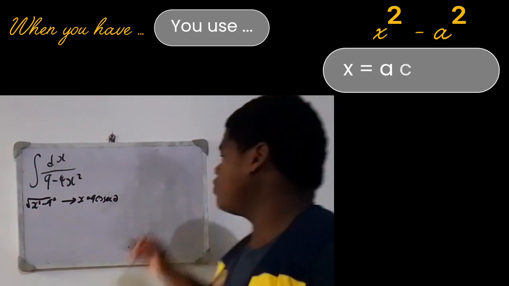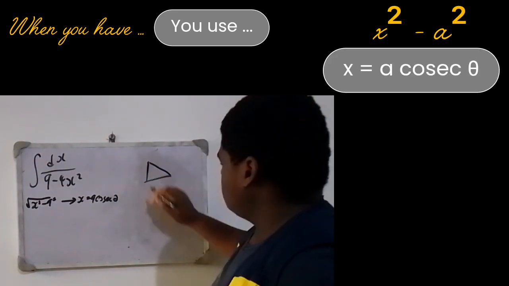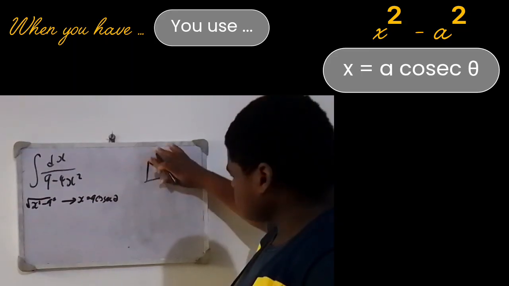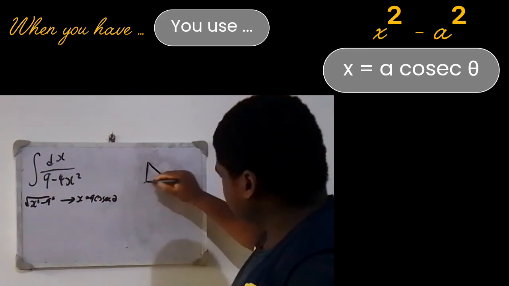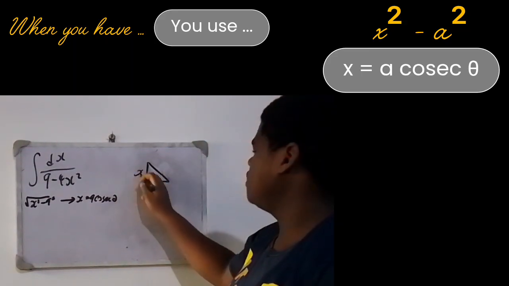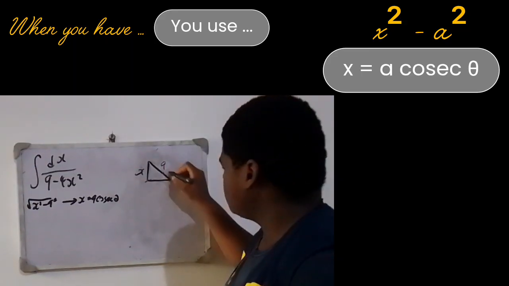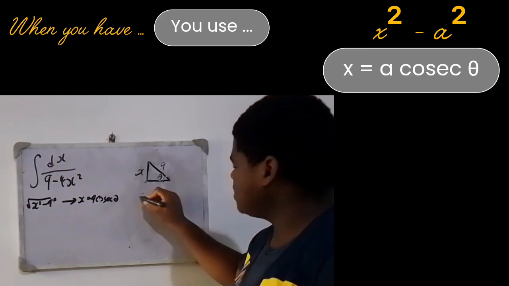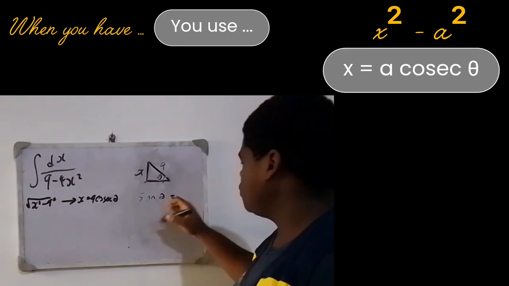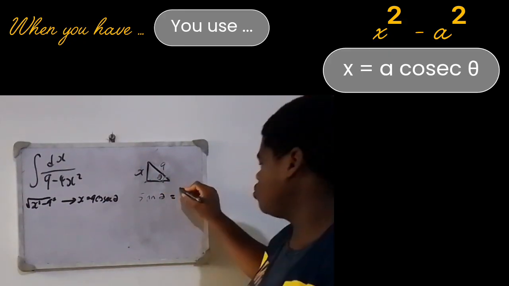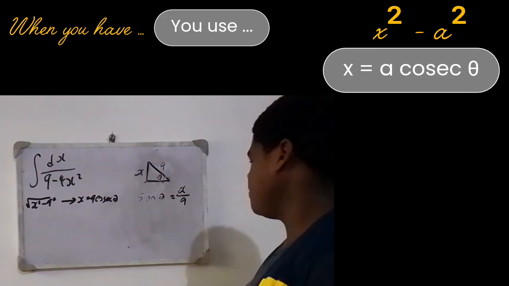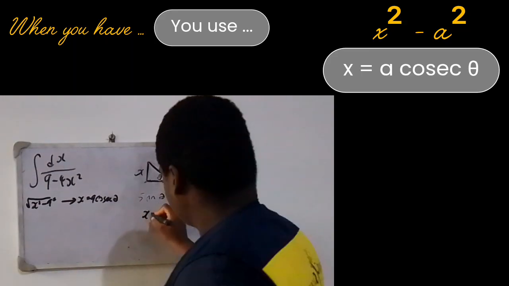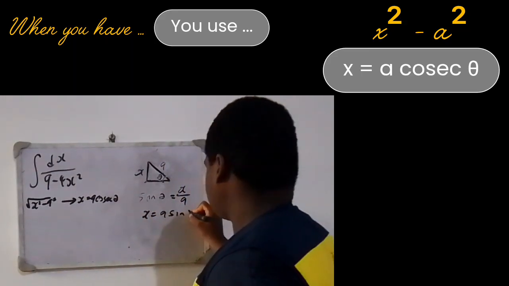Now if you draw another triangle, let's say instead of x being at the top here, let x be on the opposite side. Then here is a and here is theta. Then you agree with me that sine theta is equal to opposite over hypotenuse. So opposite is x and hypotenuse is a. So we have that x is equal to a sine theta.